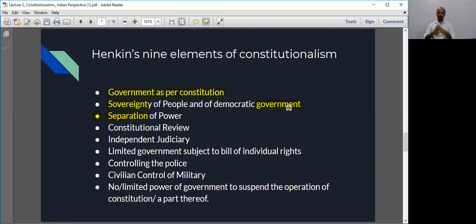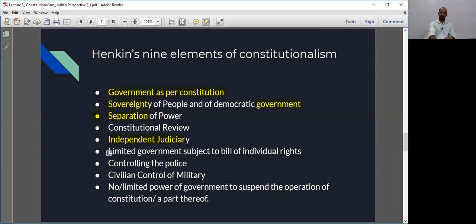So as we know, there are 3 organs of the government, or 3 basic functions of the government. These are legislative functions, judicial functions, and then executive functions. So Henkin is suggesting that there should be separation between all of these. So a clear separation is required. Next is constitutional review. Okay. Next is independent judiciary. Next is limited government subject to Bill of Individual Rights.